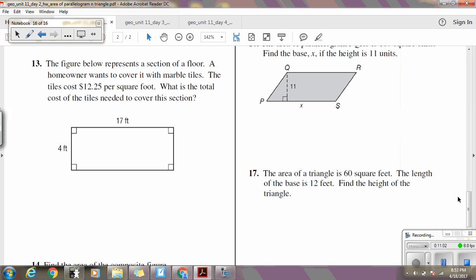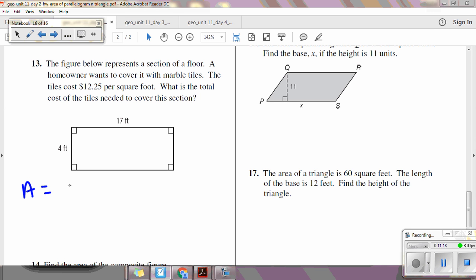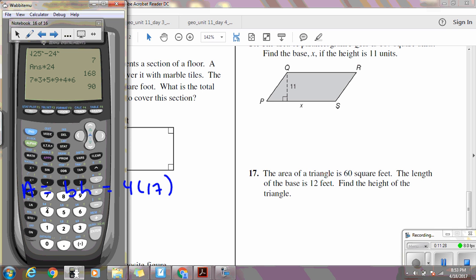Number 13 says the figure below represents a section of a floor. A homeowner wants to cover it with marble tiles. The tiles cost $12.25 per square foot. What is the total cost of the tiles needed to cover this section? So since it is a rectangle, we got to find the area of the rectangle, which is base times height first. So 4 times 17. And it's 68.